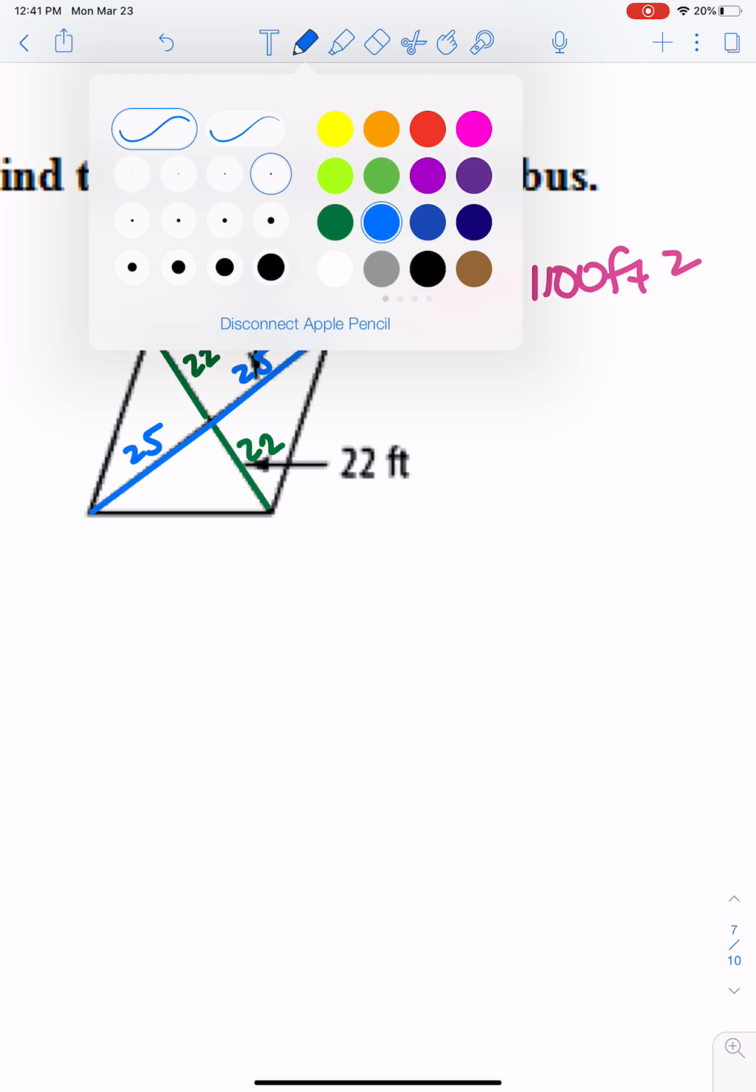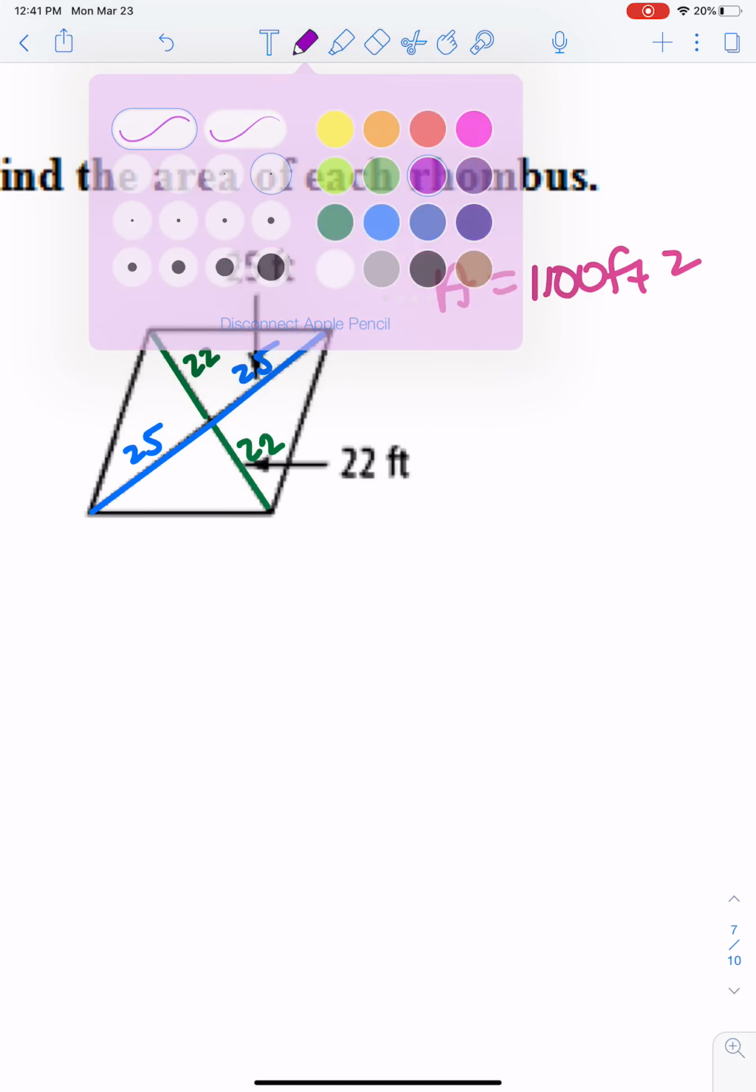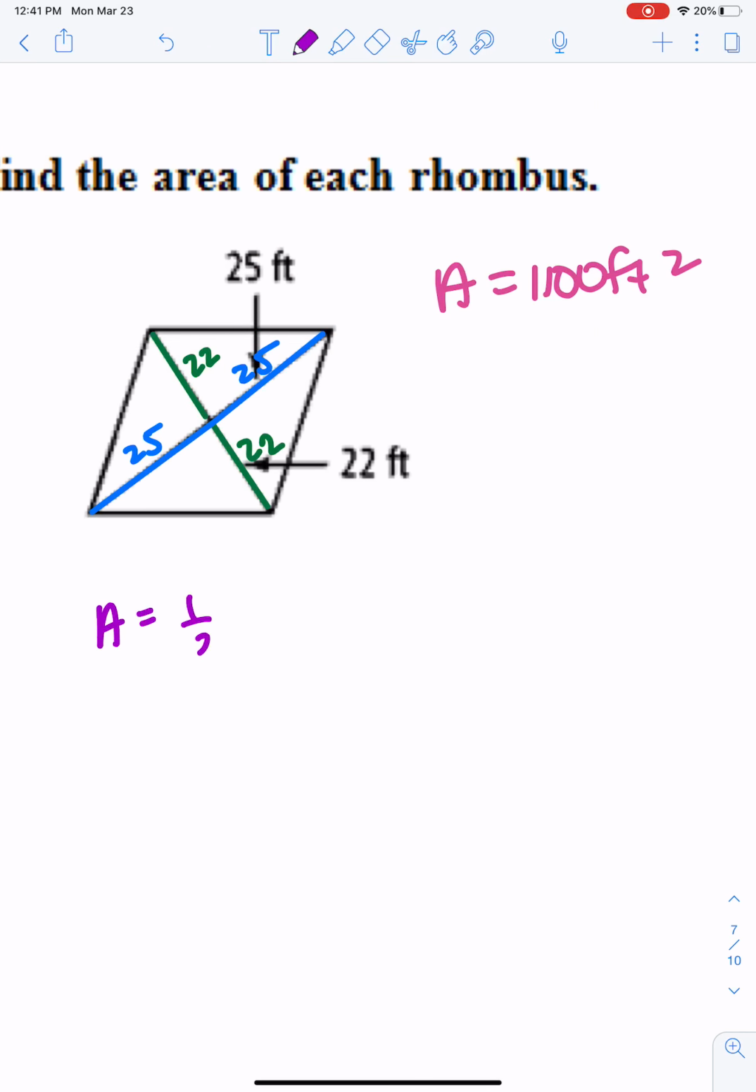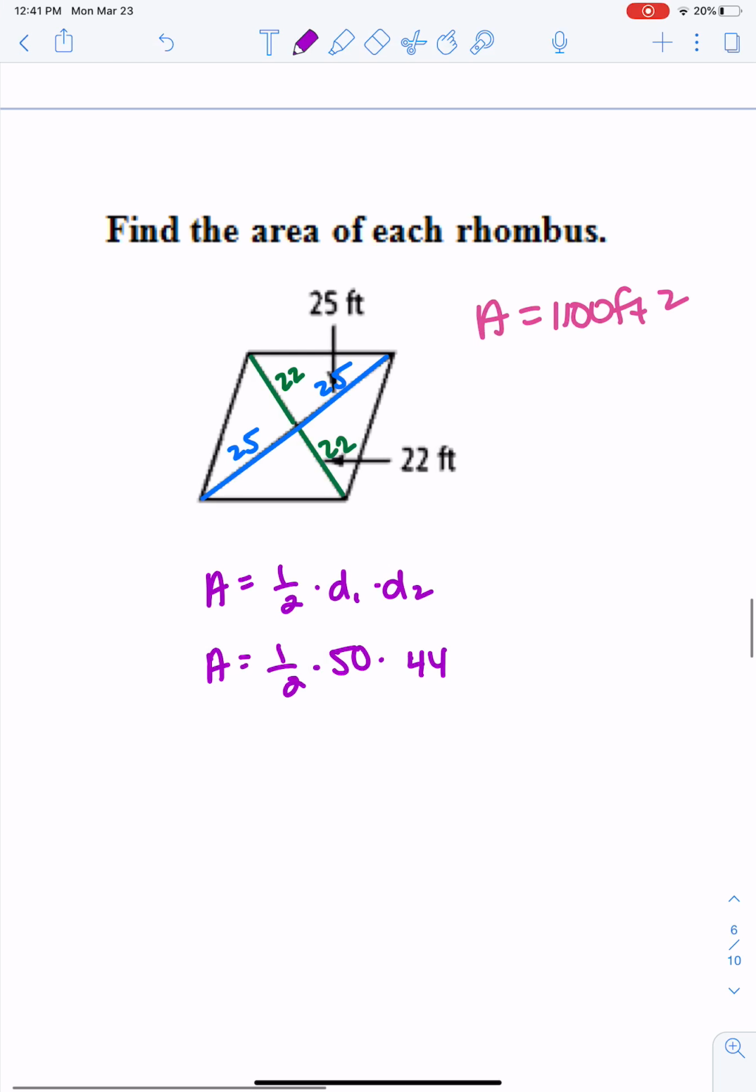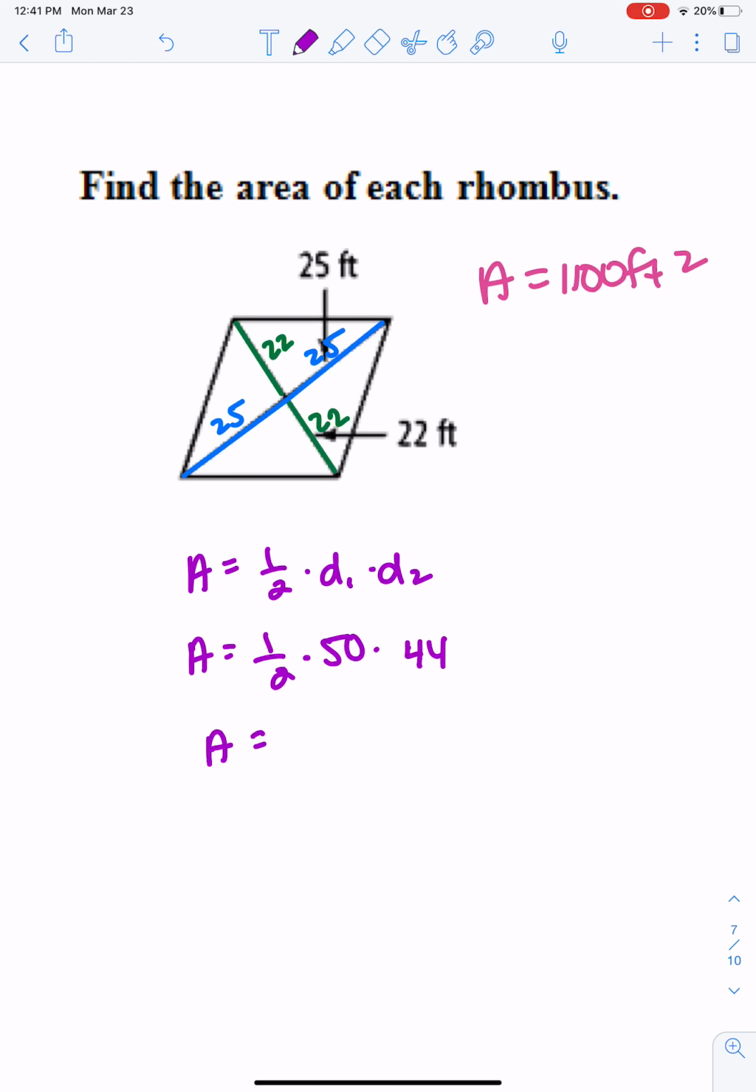So now I have my totals, which say, again, area is 1/2 times diagonal 1 times diagonal 2. My area is 1/2 times 50, which was 25 and 25, times 44, which is the 22 and 22. If I multiply that, I get 1,100. Whoa.